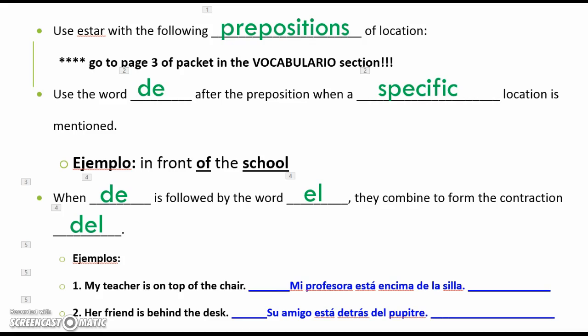Unos ejemplos. My teacher is on top of the chair. Mi profesora está encima de la silla. The word de and la are separated. Her friend is behind the desk. Su amigo está detrás del pupitre. Now the word de and el have been combined to form the word del.